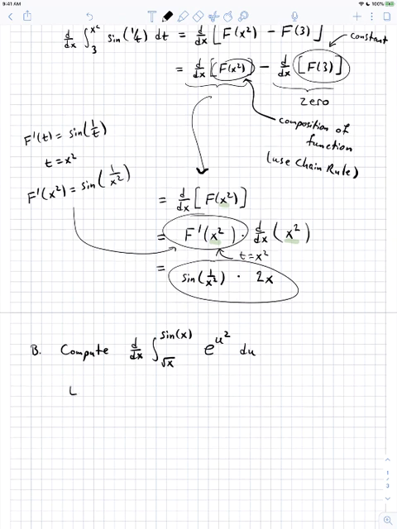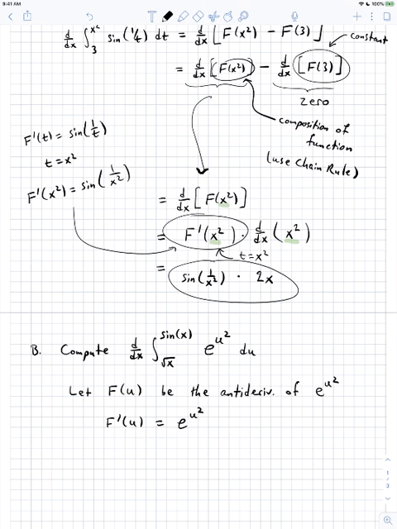So let capital F of u be the antiderivative of e to the u squared. That is, capital F prime of u is equal to e to the u squared. Now again, I don't know what capital F looks like, but I don't need to know what it looks like.